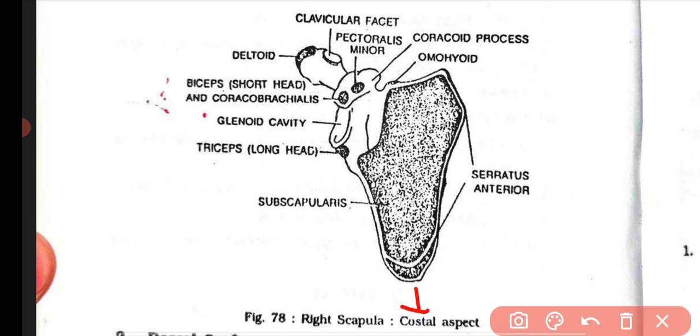This one is the inferior angle. This one is the superior angle, and this one, the glenoid cavity itself, is the lateral angle. Okay.